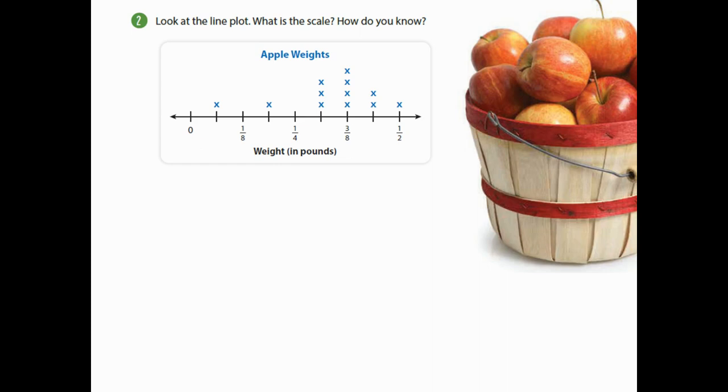Alrighty, so let's go ahead and get at this and get our answers. Looking at the line plot, what is the scale? How do you know? I'm going to do two different ways here. I'm going to count the tallies first, and then I'm going to use a little bit of division with fractions. So I'm going to start at 0.